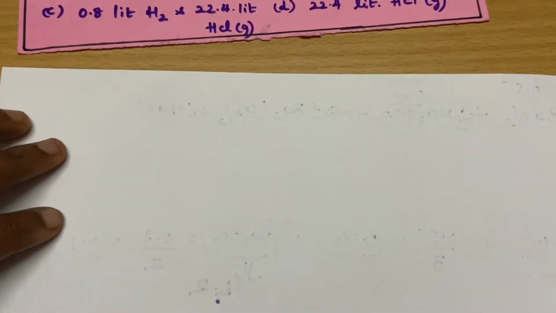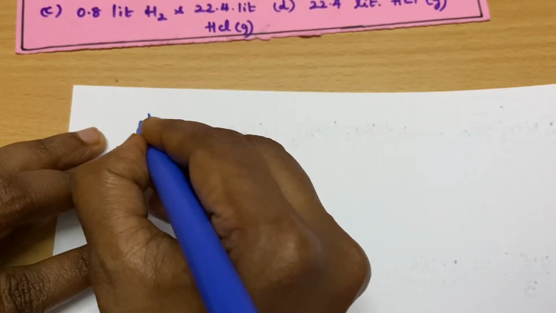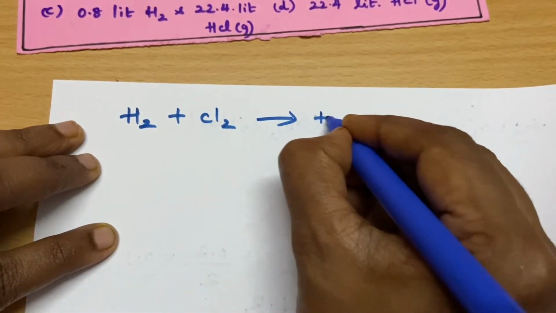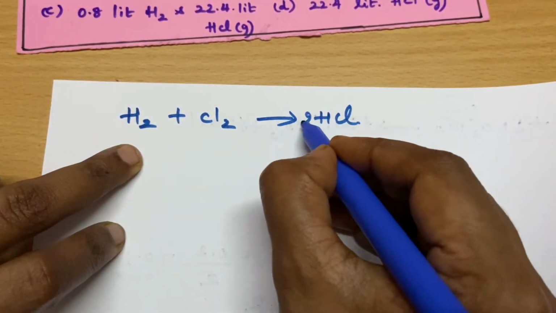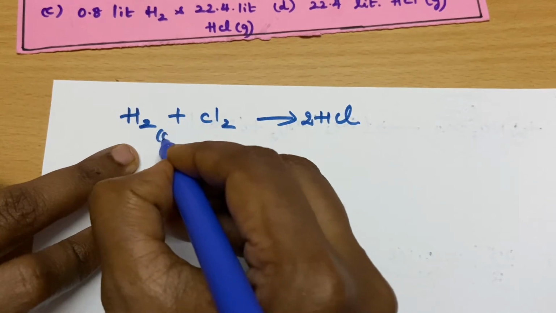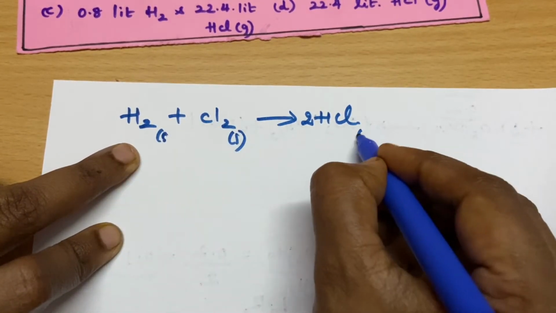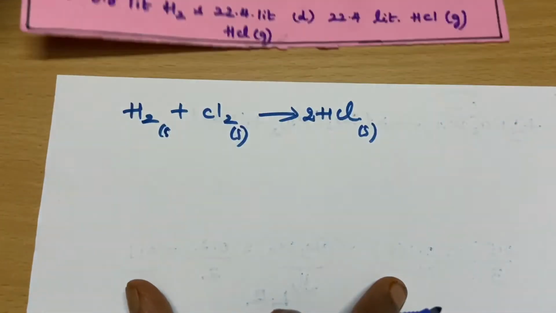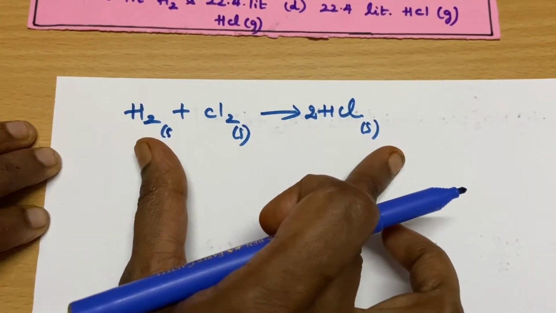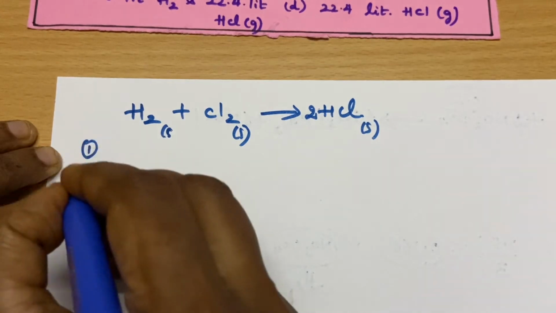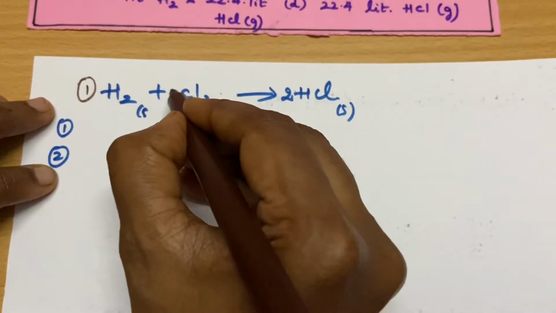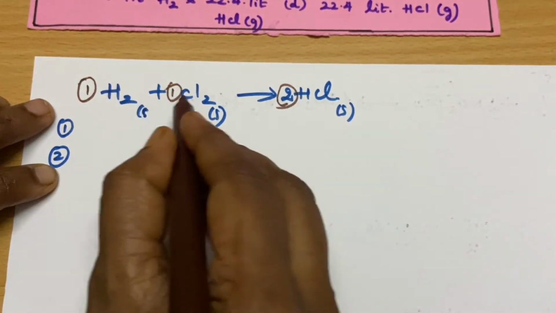So first, write the equation. So what is the equation? Hydrogen reacts with chlorine to give HCl. See, if I balance the equation, so this is the balanced equation and all are gaseous in nature. Okay, they have given in liters. So I have balanced the equation. First step is over. So what is the stoichiometric coefficient? Here the stoichiometric coefficient is 1. Here also the stoichiometric coefficient is 1.